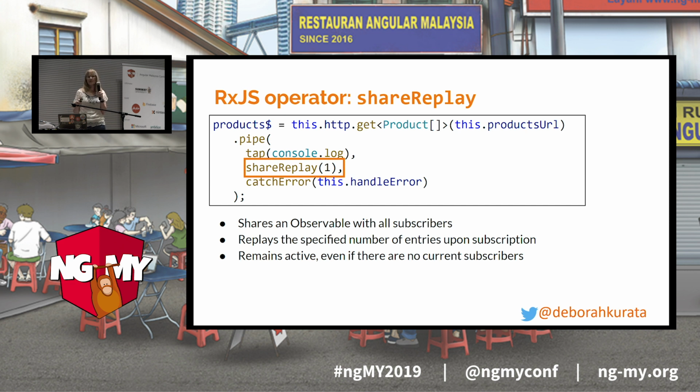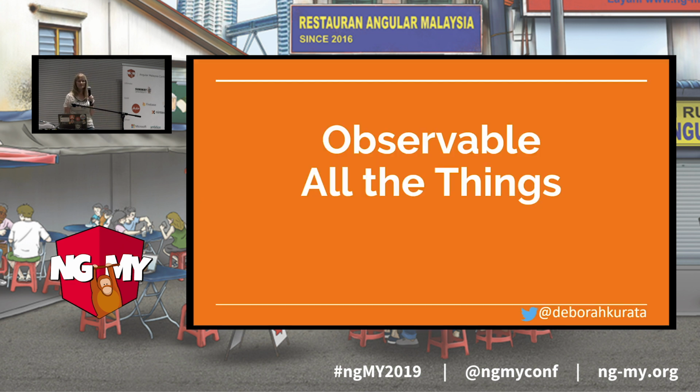And shareReplay is an operator that allows us to share this observable with any other subscribers, and it remains active even if there are no current subscribers. So if the user goes to the home page and there are no more subscribers on our product category or our product, it will still retain it. So the next time the user goes to the page, that data is going to display instantly because it's not going to go to the server again. Okay, so that's caching.